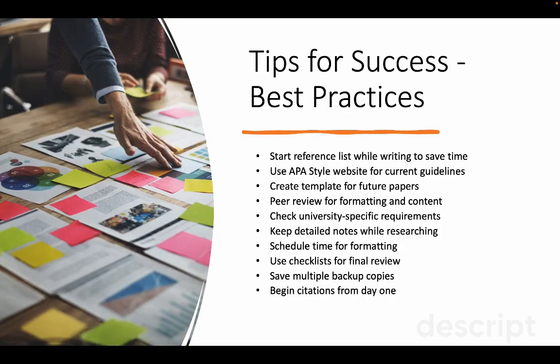Here are some tips for success. Start your reference list while writing to save time. Use APA-style website for current guidelines. Create a template for future papers. Peer review for formatting and content. Check university-specific requirements. Keep detailed notes while researching. Schedule time for formatting. Use checklists for final review. Save multiple backup copies and begin citations from day one.